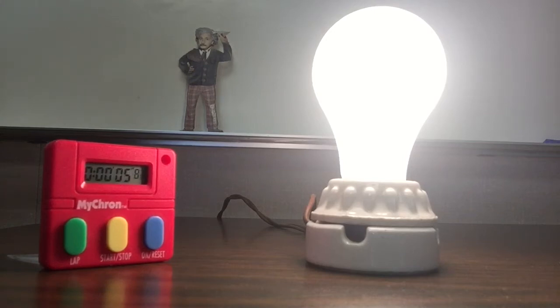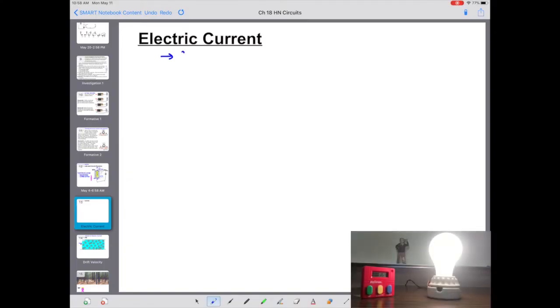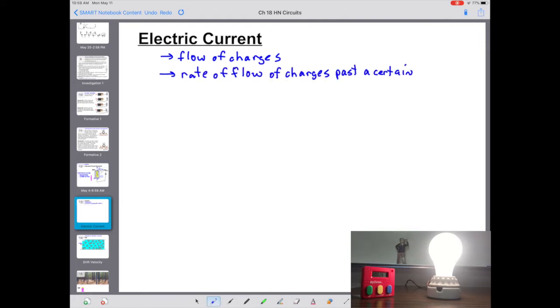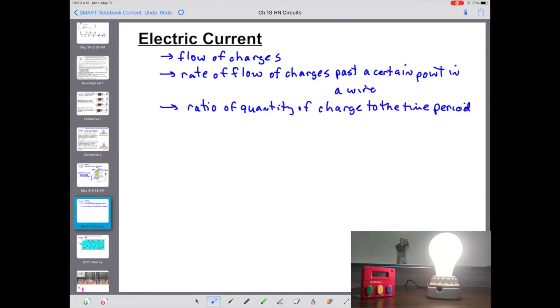Now I haven't stopped the stopwatch because none of the electrons from the outlet have reached the light bulb yet. So let's ponder what's going on with electric current. An electric current is basically a flow of charges, but specifically it is a rate. The rate of flow of charges past a certain point in a wire. So being a rate, that's a ratio of the quantity of charge to the time period.